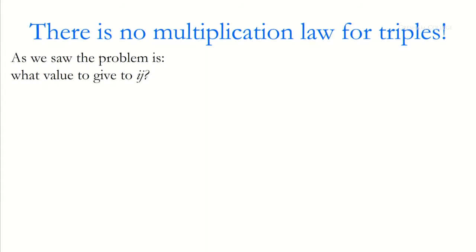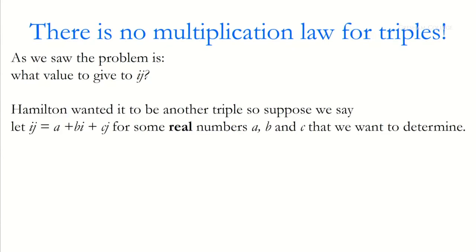The problem is what value to give to ij. Well, he wants it to be another triple. So for some values of a, b, and c, ij is going to be another triple, so ij is going to be a plus bi plus cj for some real numbers a, b, and c. That's what he wants to get. So we take that ij equals a plus bi plus cj, and we're going to multiply both sides of that equation on the left by i.